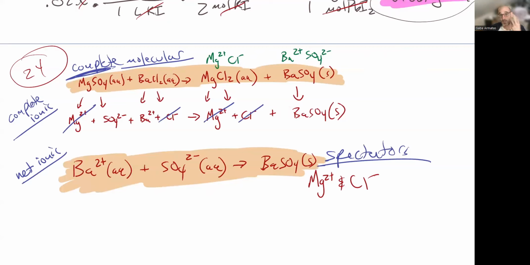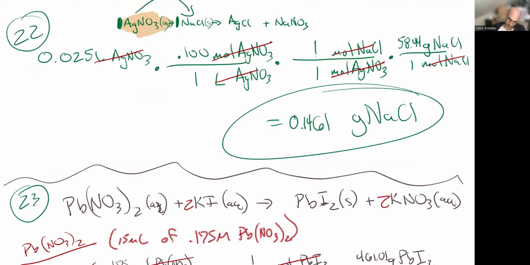You essentially separate it into these 3 reactions. We don't really care about the center one. That helps us get to the final net ionic, but that's the net ionic. Barium plus sulfate equals barium sulfate. So let's take a look.